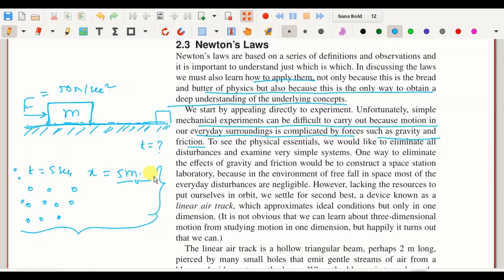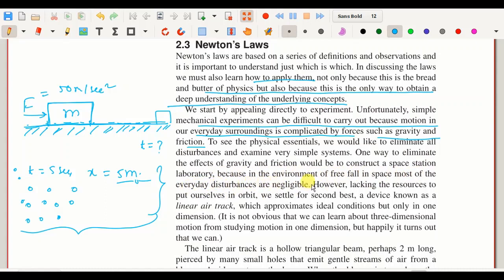So these problems are very brainstorming. How do you do those kinds of experiments where you filter out these other forces? Okay, so that's why it is important. To see the physical essentials, we would like to eliminate all disturbances and examine very simple systems. One way to eliminate the effect of gravity and friction would be to construct a space station laboratory, because in the environment of free falling space, most of the everyday disturbances are negligible.